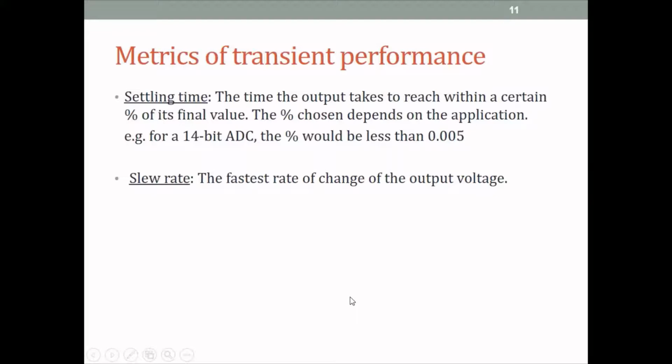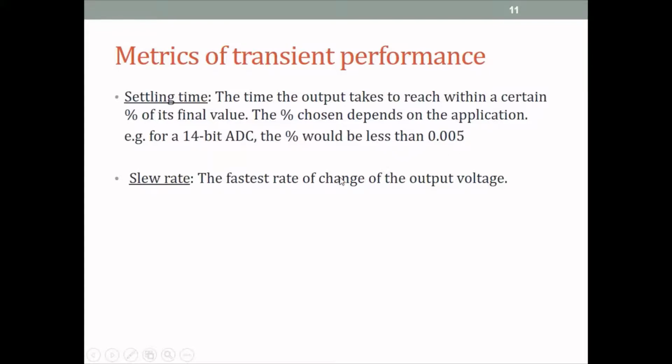Now, let us talk about how we characterize transient performance. There are many different metrics of characterizing transient performance. We look at two. One is called the settling time. The settling time is the time that the output takes to reach within a certain percent of the final value. Sometimes settling time is defined as 1% of the final value, sometimes 0.1%. The percentage chosen depends on the application. Generally you will see 1% or 5% or 0.1%.